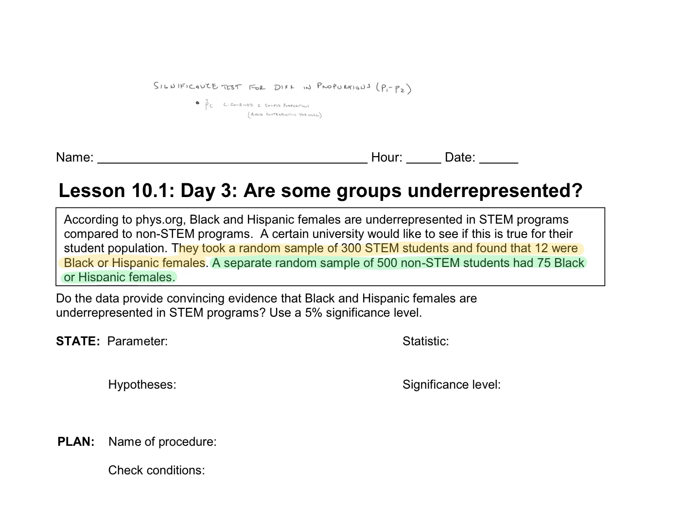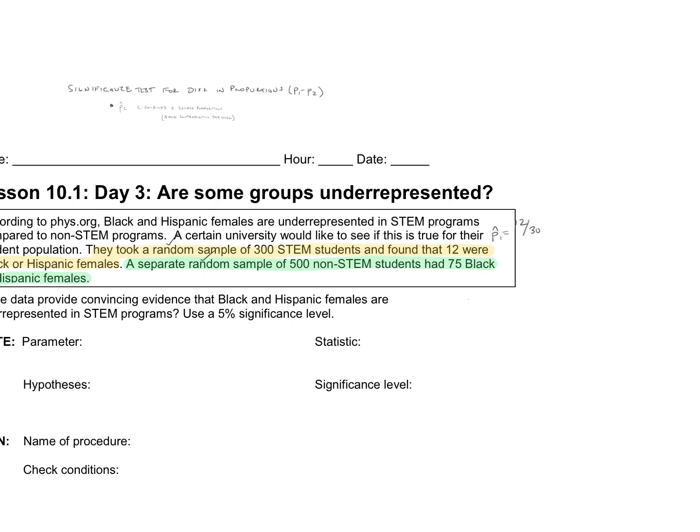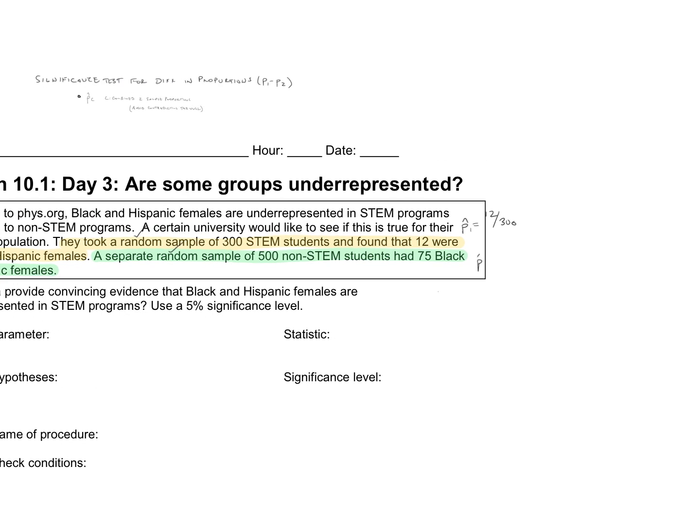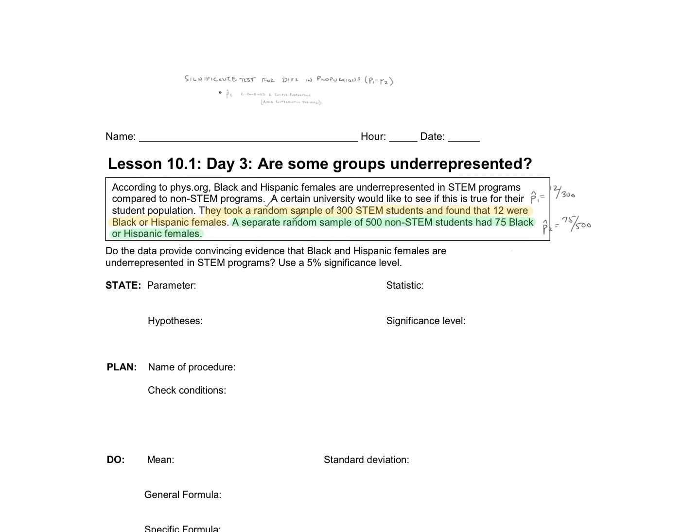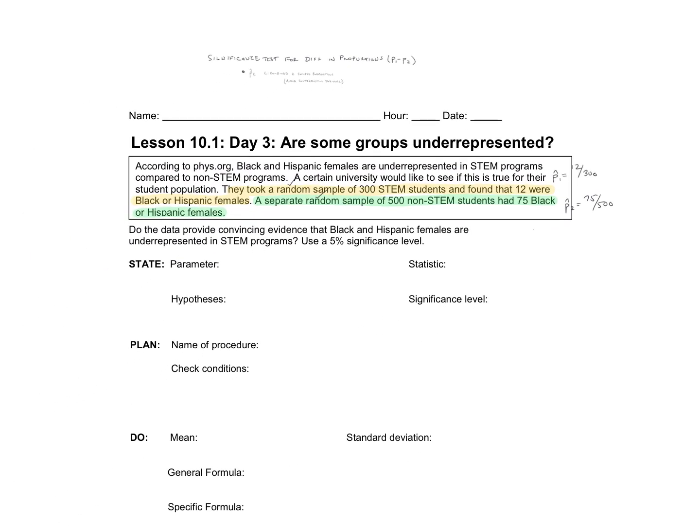Some things I would look at: random. Perfect, it's going to meet random for both. Then P hat sub 1 is going to equal 12 of the 300, and P hat sub 2 is going to represent the 75 of the 500. Eventually we'll talk about the order of operations here, but is there enough of a difference between those two things for us to be alarmed? What's our assumption, and how are we going to build a model for this?